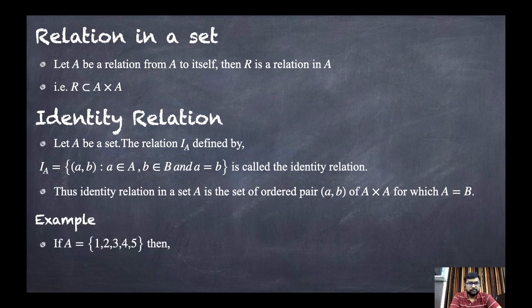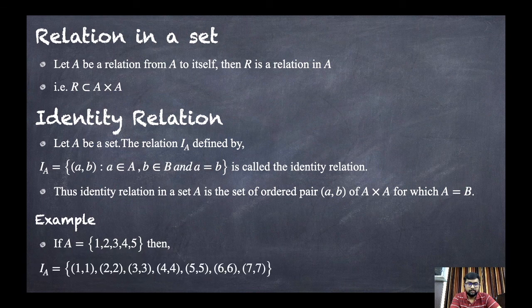For example, if capital A equals {1, 2, 3, 4, 5}, then what will be the identity relation? Both the coordinates will be the same. So that means (1, 1), (2, 2), (3, 3), (4, 4), (5, 5), (6, 6) and (7, 7). So this will be the identity relation in which both the coordinates are the same.